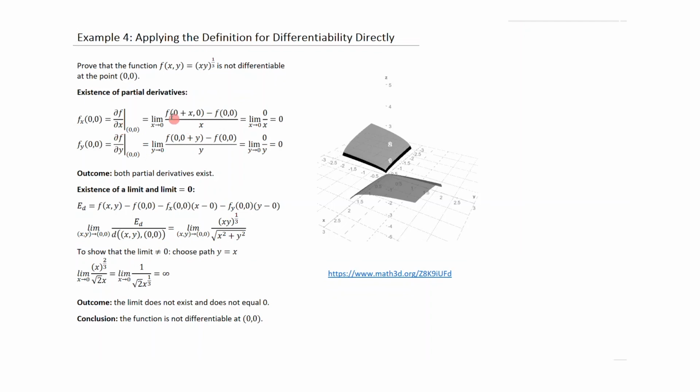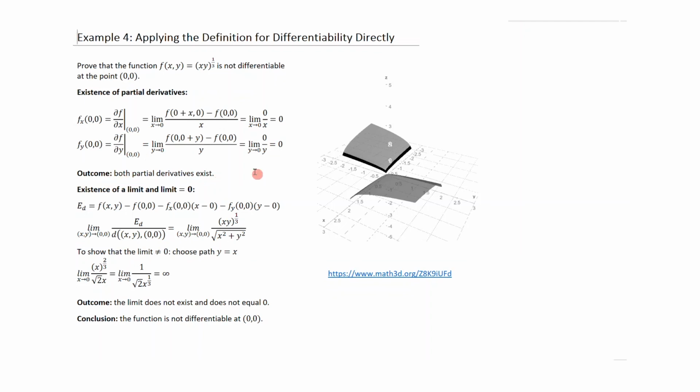So, for instance, the x value is perturbed from its original value of 0. y is kept at 0, but you'll find that the numerator in this case becomes 0. And so irrespective of x approaching 0, the limit of this is 0. Similarly for f_y, we have a similar result, and we find that the limit as y approaches 0 is still 0 because the numerator is 0. So the outcome is that both partial derivatives exist.